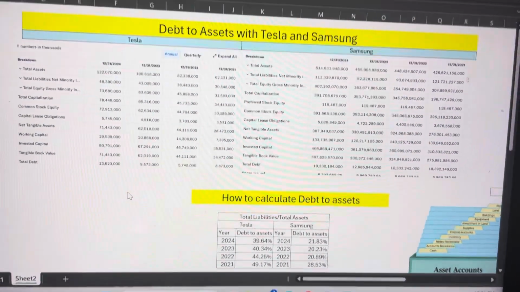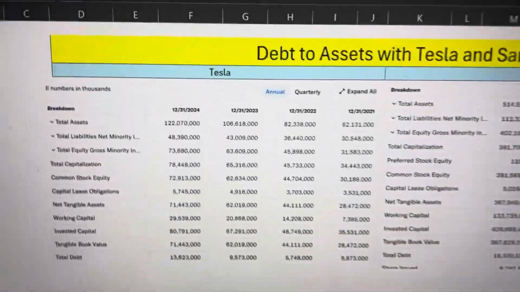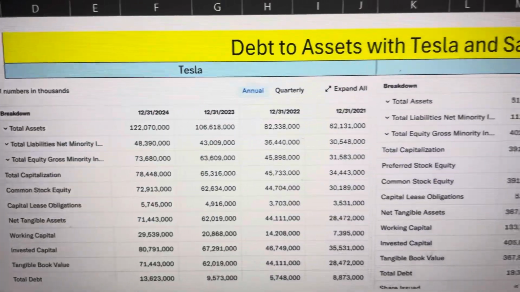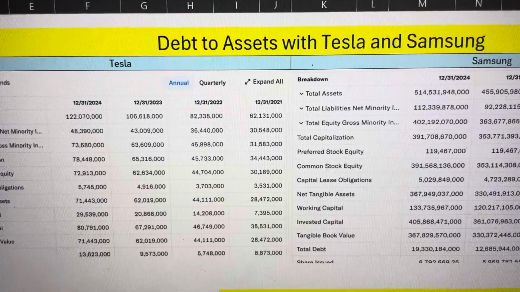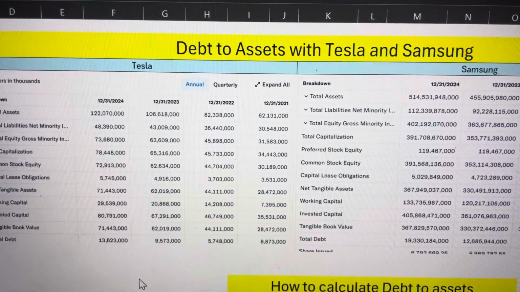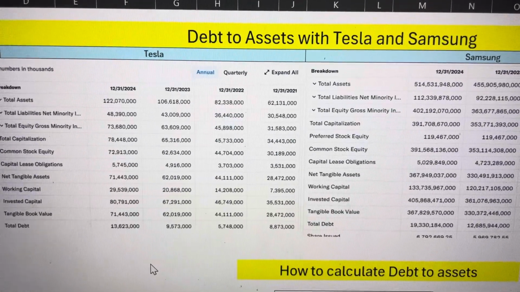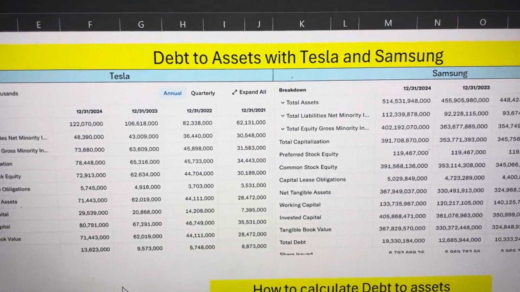As you can see, I'm going to take it closer. This is going to allow me to make things easier as I can zoom in properly. You can see there are two companies here, Tesla and Samsung. And I've taken a screen capture in Yahoo Finance from each of these companies just to compare the debt to assets ratio.